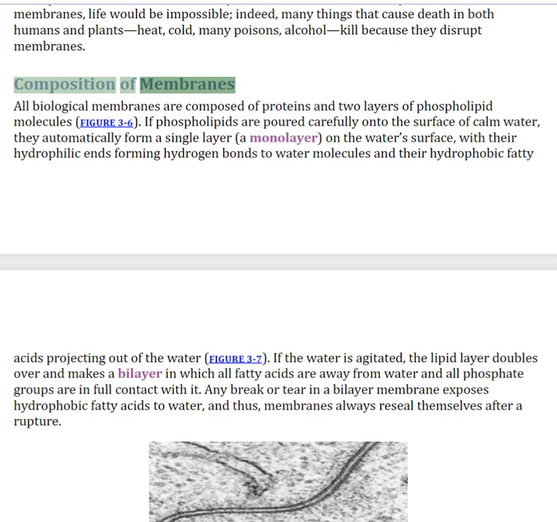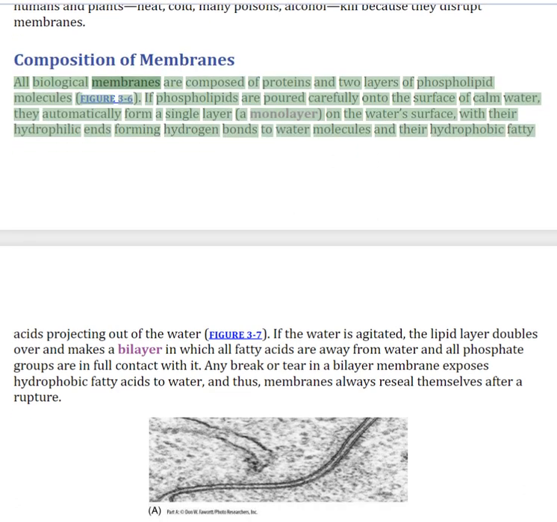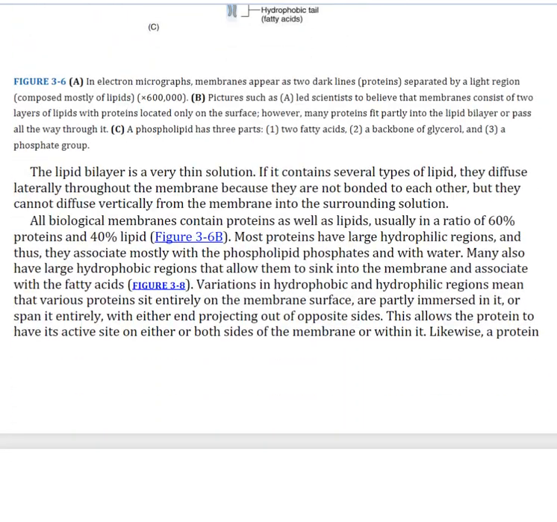Composition of membranes. All biological membranes are composed of proteins and two layers of phospholipid molecules. If phospholipids are poured carefully onto the surface of calm water, they automatically form a single layer on the water's surface, with their hydrophilic ends forming hydrogen bonds to water molecules and their hydrophobic fatty acids projecting out of the water. If the water is agitated, the lipid layer doubles over and makes a bilayer in which all fatty acids are away from water and all phosphate groups are in full contact with it.